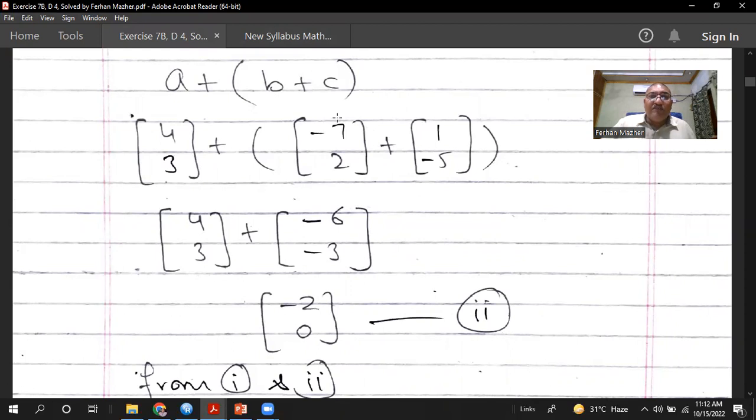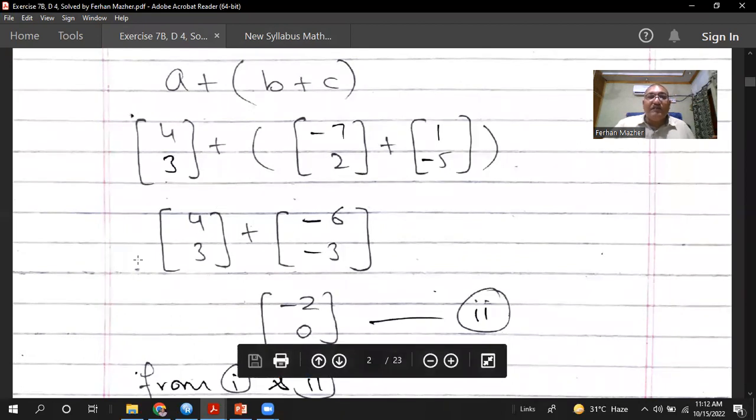So first of all, I will solve these. Minus 7 plus 1, it will be minus 6. 2 plus minus 5, it will be minus 3. So 4 minus 6, it will be minus 2. 3 minus 3, it will be 0.